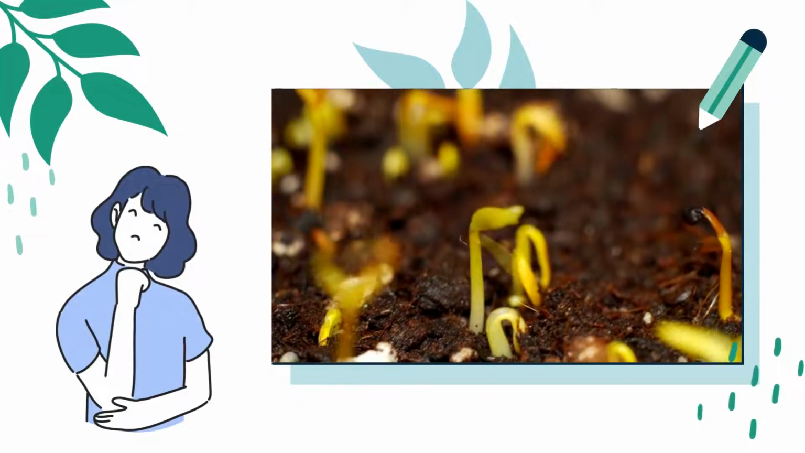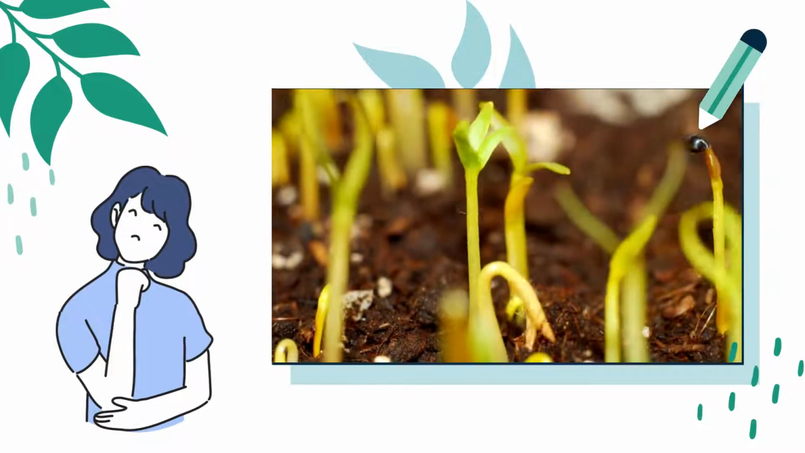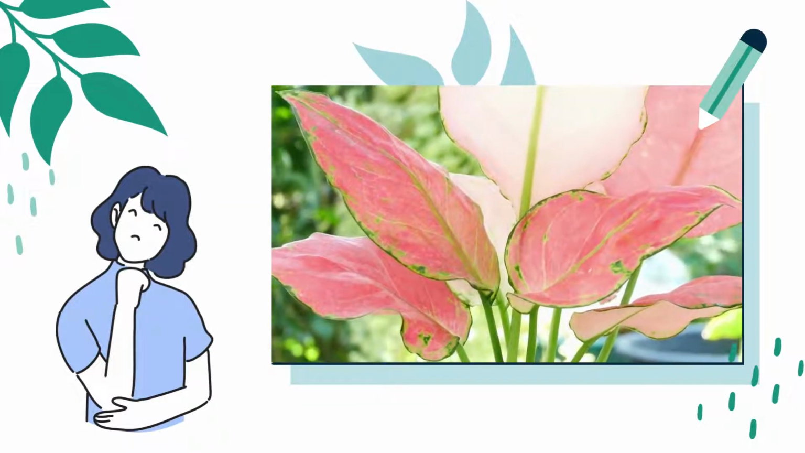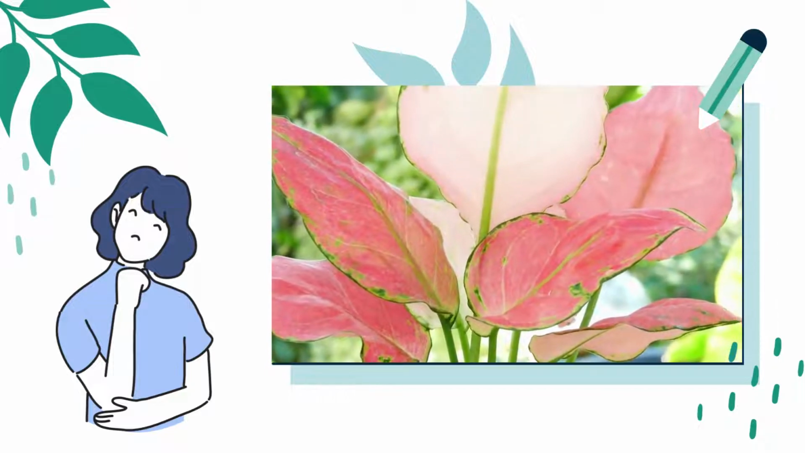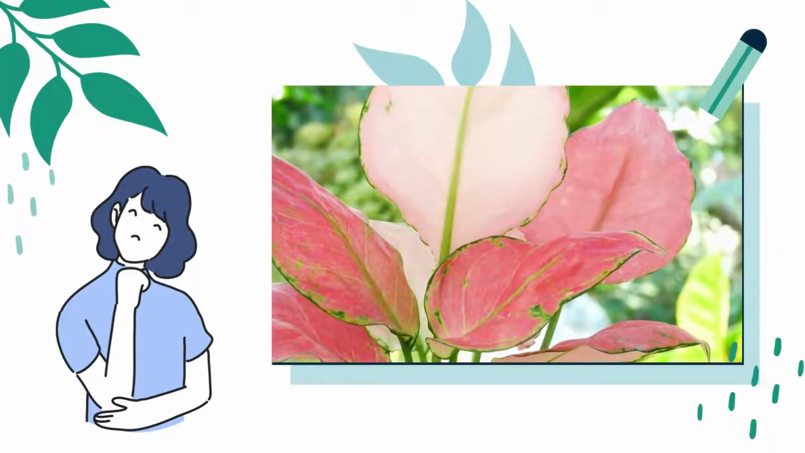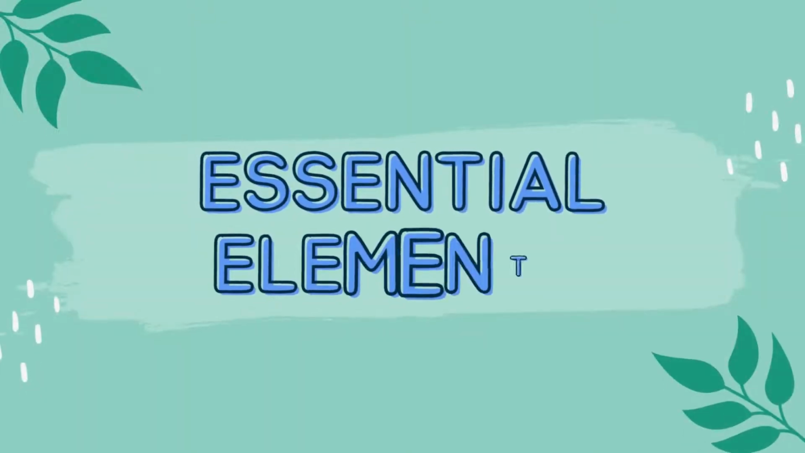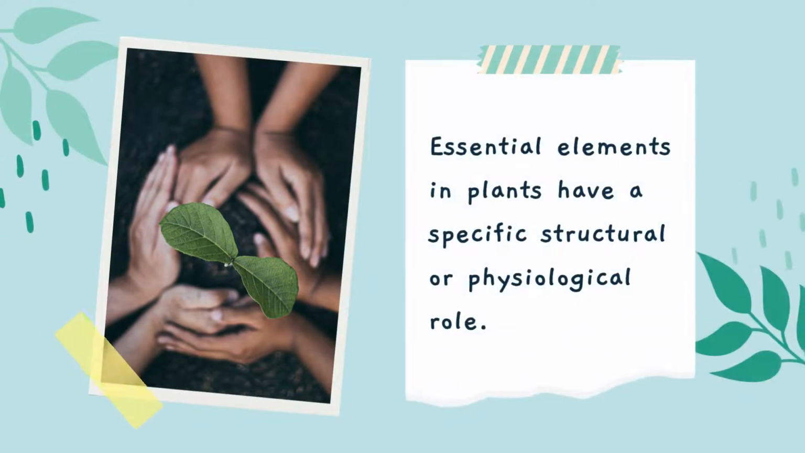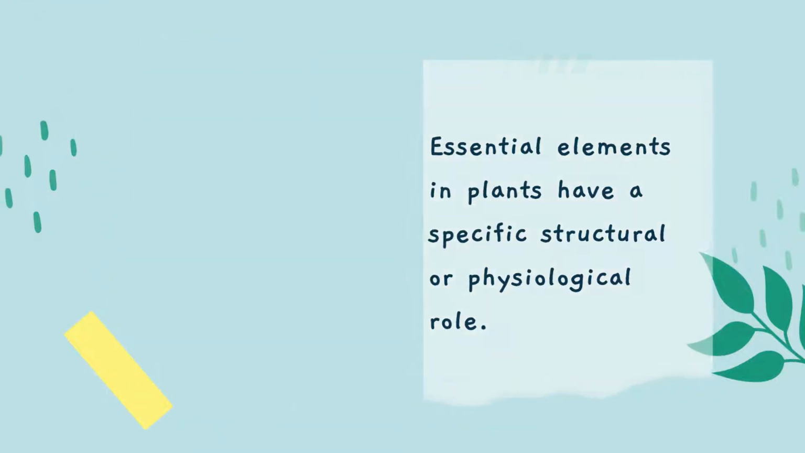Have you ever wondered where and how a plant gets the energy it needs to grow and develop? Plant growth is aided by several factors, and that includes the essential elements. This allows the plants to complete their life cycle. Essential elements in plants have a specific structural or physiological role. These are required for plants to complete their life cycle.